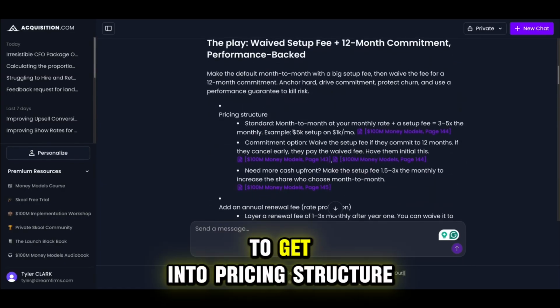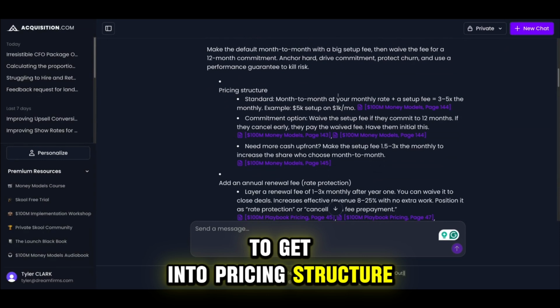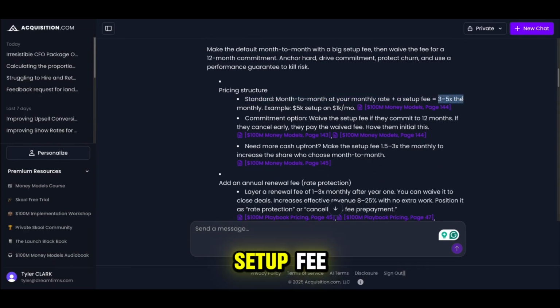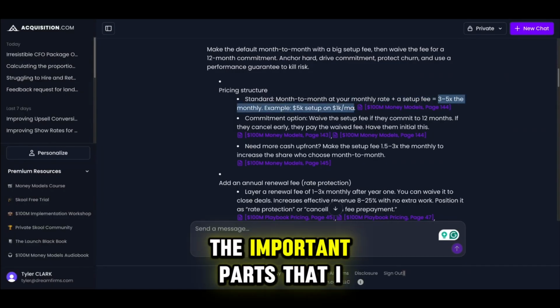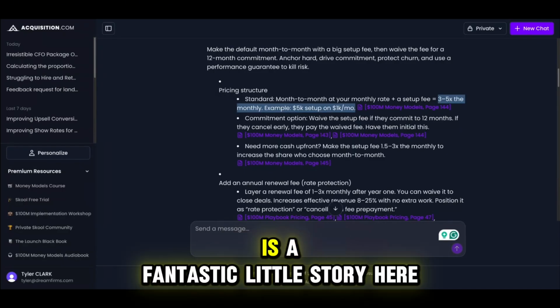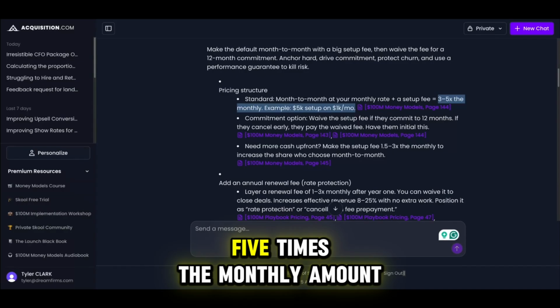Like, what is the dream outcome that you're looking to achieve with them? And so now we're going to get into pricing structure, standard month to month, okay? With a monthly rate plus a setup fee. And this is one of the important parts that I just want to cover here. And I'm going to read from the book because I think this is a fantastic little story. So it says 3 to 5 times the monthly amount for the setup fee.